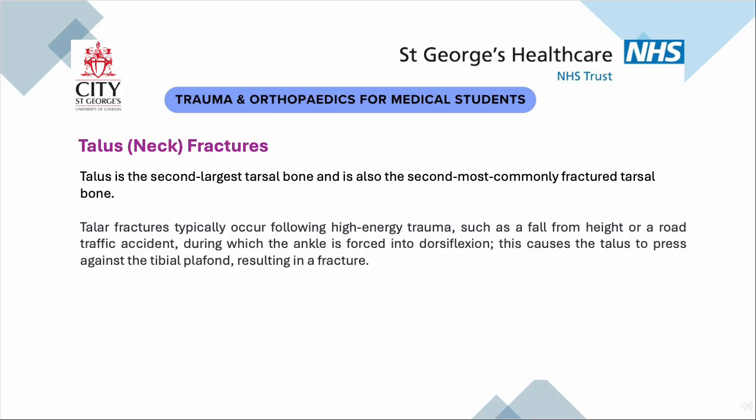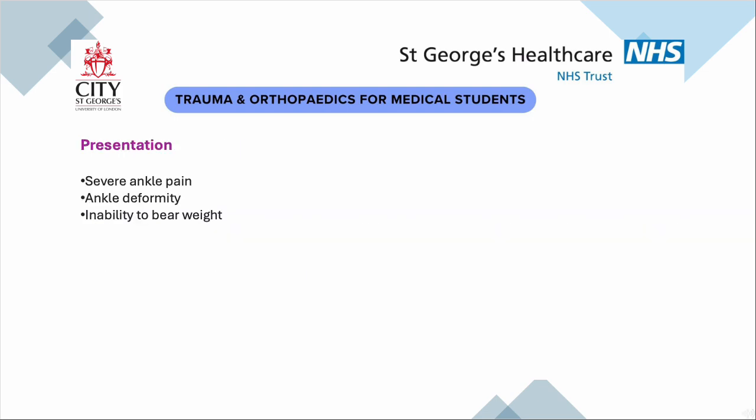Moving down more into the junction between the ankle and the foot is the talus, and this is the second most commonly fractured tarsal bone, typically again by a fall from a height or road traffic accidents where the foot is forced into dorsiflexion. As with all fractures, the patient will present with severe ankle pain, there may be deformity, and they will certainly not be able to weight bear.